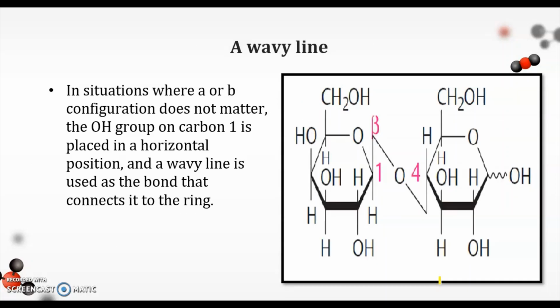A wavy line. In situations where alpha or beta configuration does not matter, the hydroxyl group on carbon number 1 is placed in a horizontal position and a wavy line is used as the bond that connects it to the ring. Based on the given picture, we will see a wavy line. This wavy line would mean that the alpha or the beta configuration does not matter.